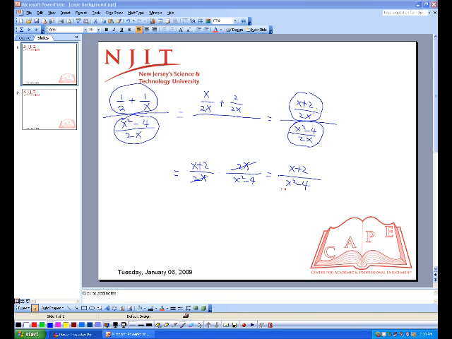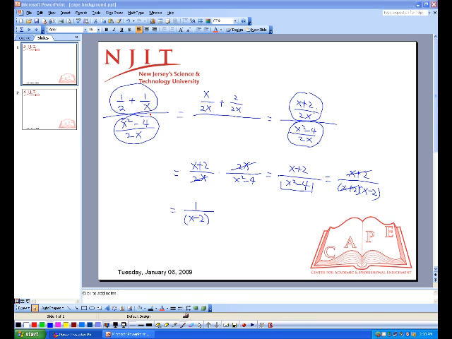And now we see that x squared minus 4 is not completely factored, so we should factor that. x squared minus 4 becomes x plus 2 times x minus 2. And we see that we can cancel out x plus 2. So the final answer will be 1 over x minus 2. Okay? That's the final answer.